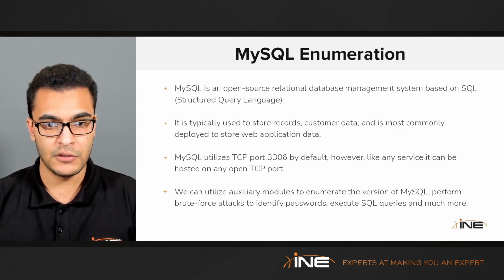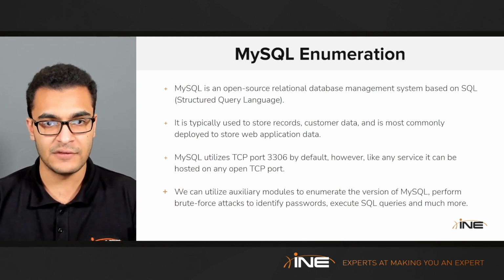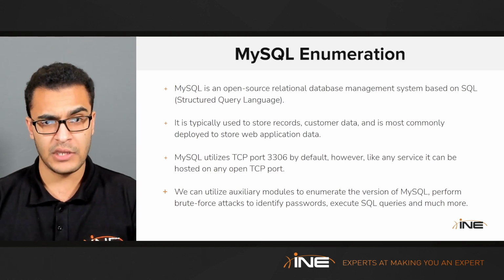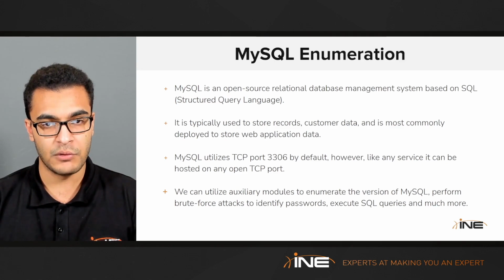Now, MySQL utilizes TCP port 3306 by default. However, like any other service, it can be configured to run on any other open TCP port, which is something that organizations have started doing in order to avoid attacks on their database server. So they'll typically change the MySQL port from 3306 to something else as a technique to avoid detection. However, this is not really helpful because we can perform a full port scan and discover the port that actually has MySQL running on it.